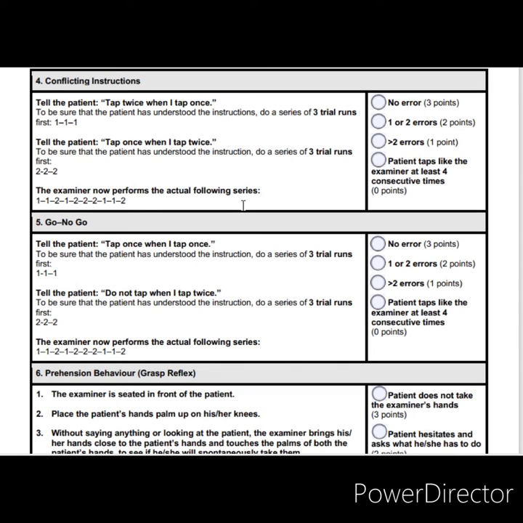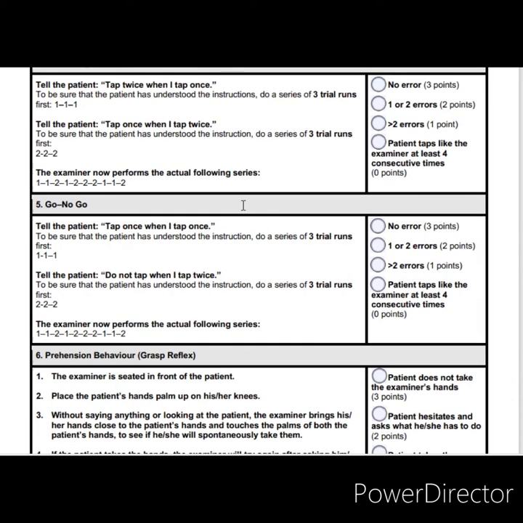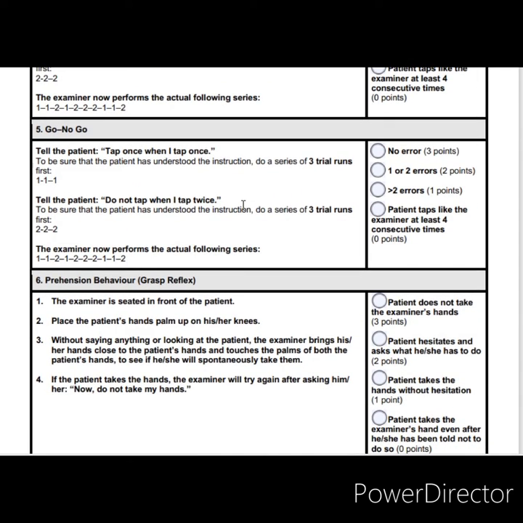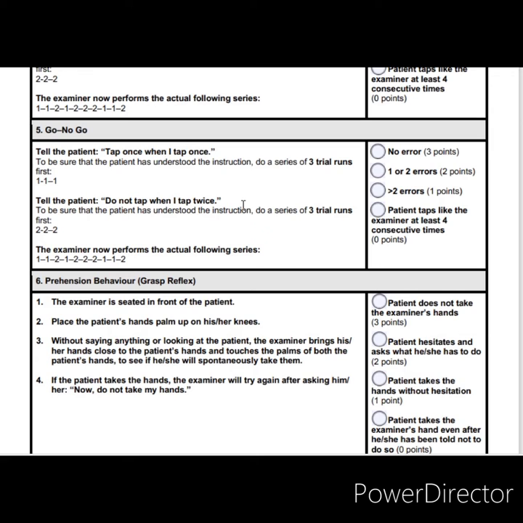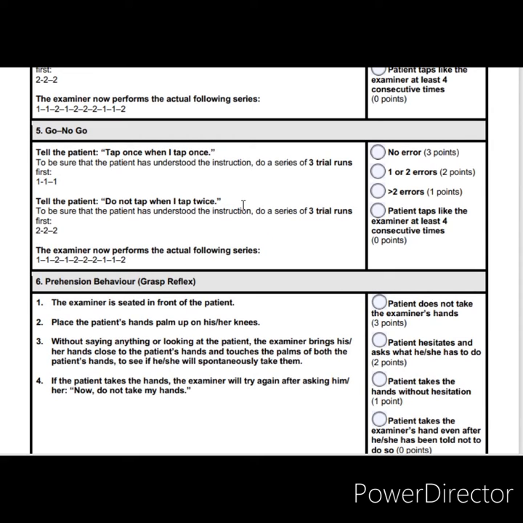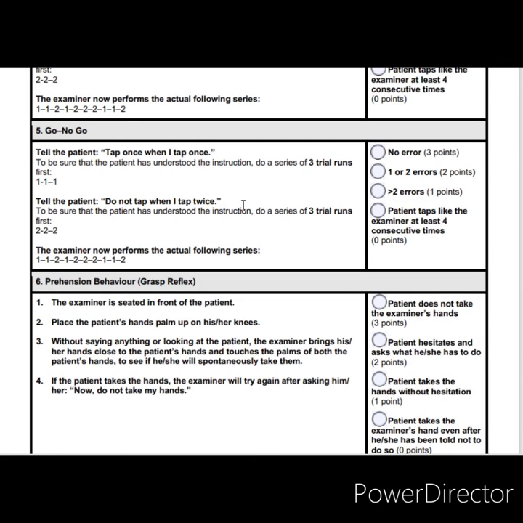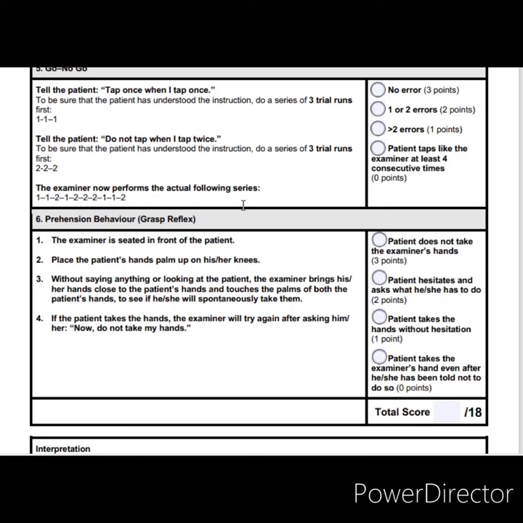Then we have the go no go test. Tell the patient, tap once when I tap once. Then you will give the 3 trial runs, and tell the patient, do not tap when I tap twice. Means you will tap twice and he should not tap. You will give 3 trial runs. The examiner now performs the actual series. You have to see whether there is any act of perseveration, act of omission or commission.